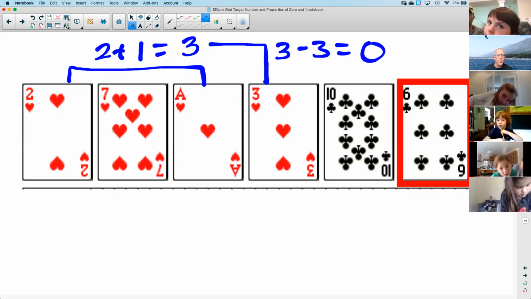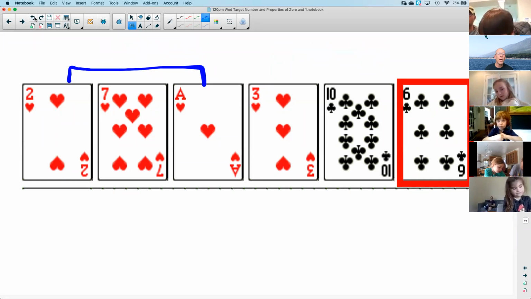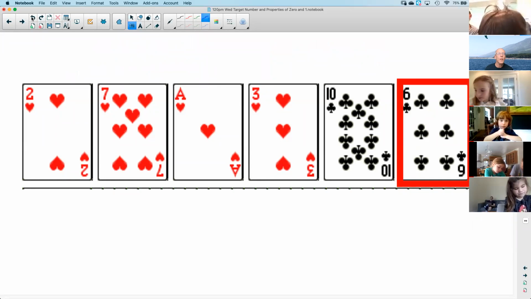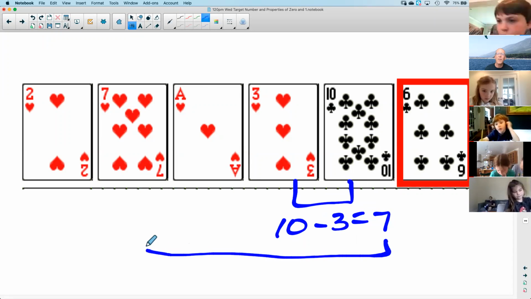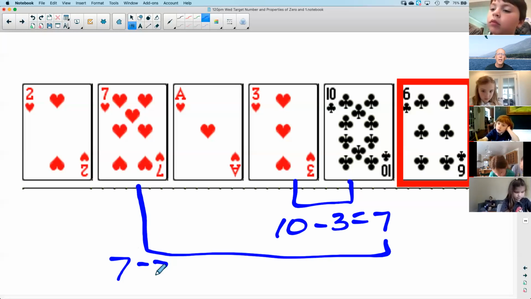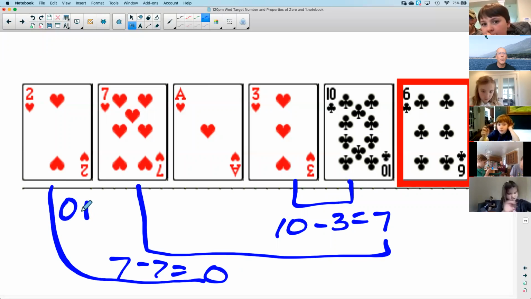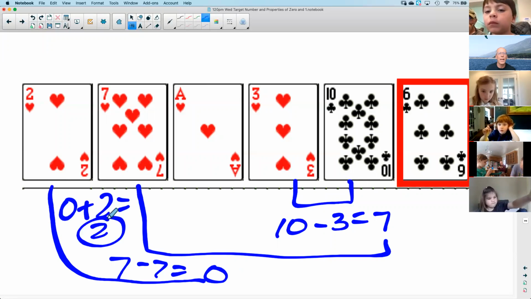Gabe, do you have another way you think you can get there? All right, go for it. Keep trying, guys. Don't stop working. 10 minus 3 equals 7. Then 7 minus 7 equals 0. Keep going. 0 plus 2 equals 2. Now you have a 2.